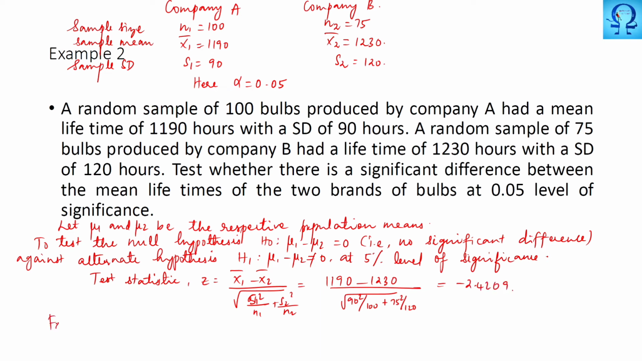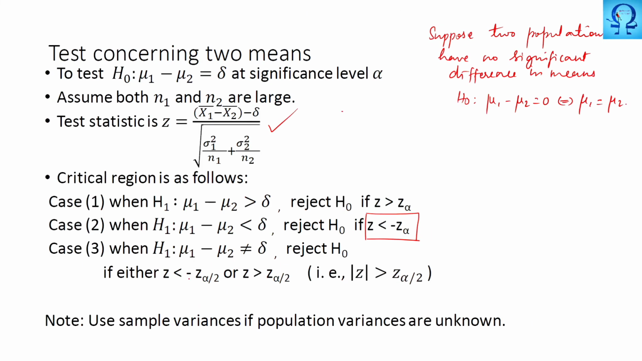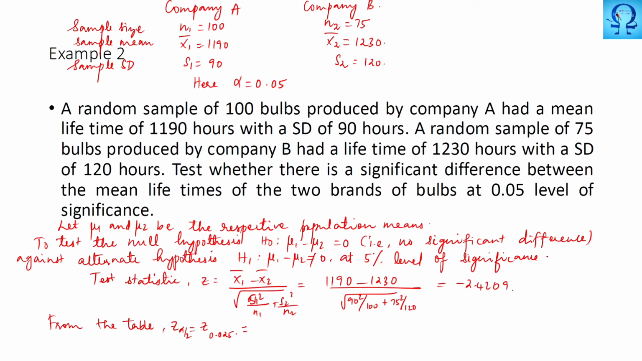Okay, and from the table we get z alpha, that is z alpha upon 2. Here we need to calculate. Why so? Because here we have mu1 minus mu2 not equal to 0. Delta value is 0 here. So here the condition that we need to check is absolute of z is bigger than z of alpha upon 2. This is what we need to check, isn't it? So this value, if we read from the table, is 1.96.